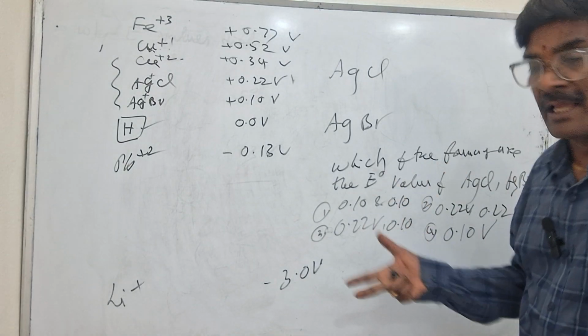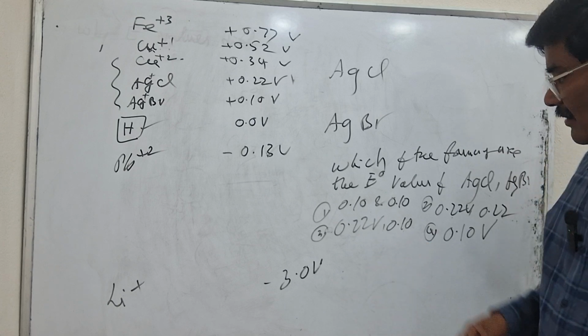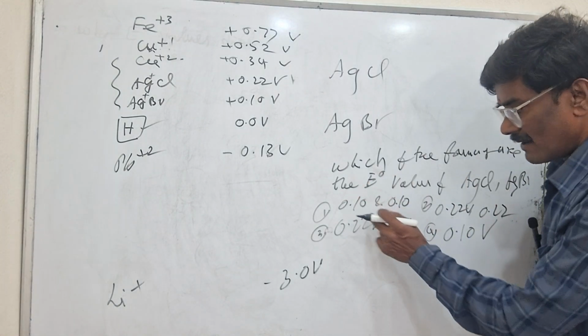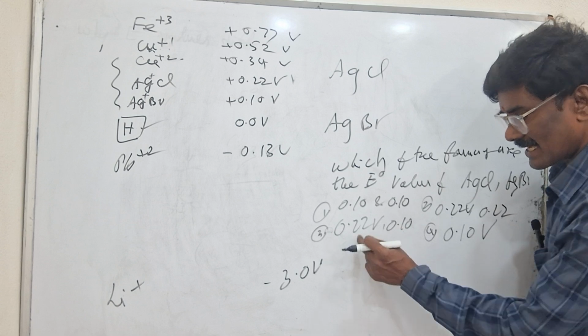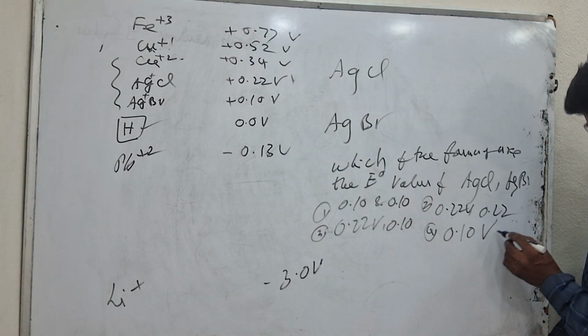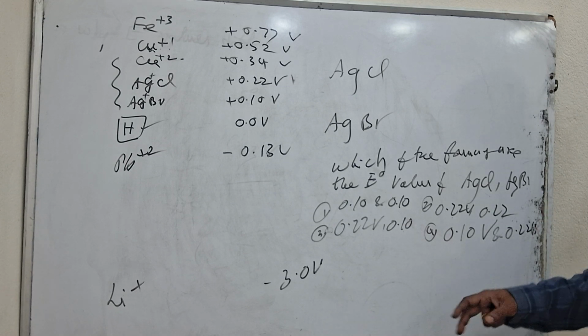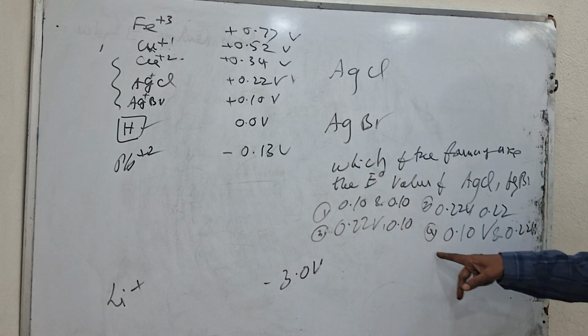Which of the following is correct? How do you know that? If you know the reason, then only we can answer. Otherwise, it is by hearting. We never by heart the values. Here, same values. Here, more, less. Here, less, more. The last option is 0.22 volts. Which option is correct?